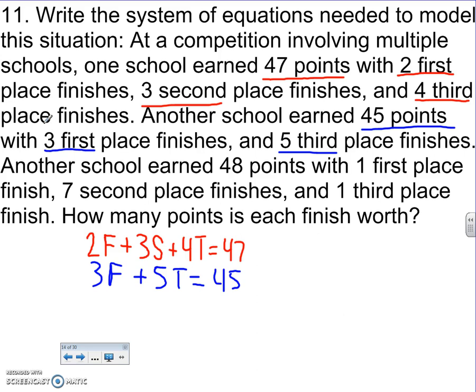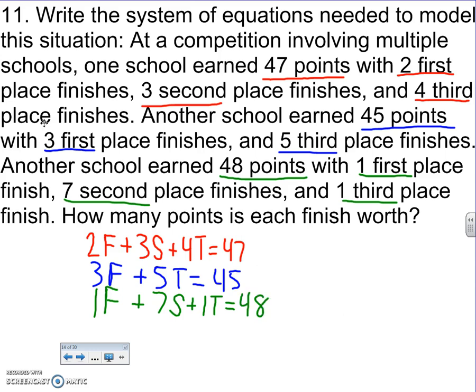And the third school earned 48 points with 1 first, 7 second, and 1 third. So 1 first, or just F, plus 7 second places, plus 1 third place, equals 48 points. And that's it. This one just says write the system. It doesn't say solve it, but you could put that in matrix form in a 3x4 matrix. Use a calculator, REF that to get how many points the first place is worth, the second place is worth, and the third place is worth.